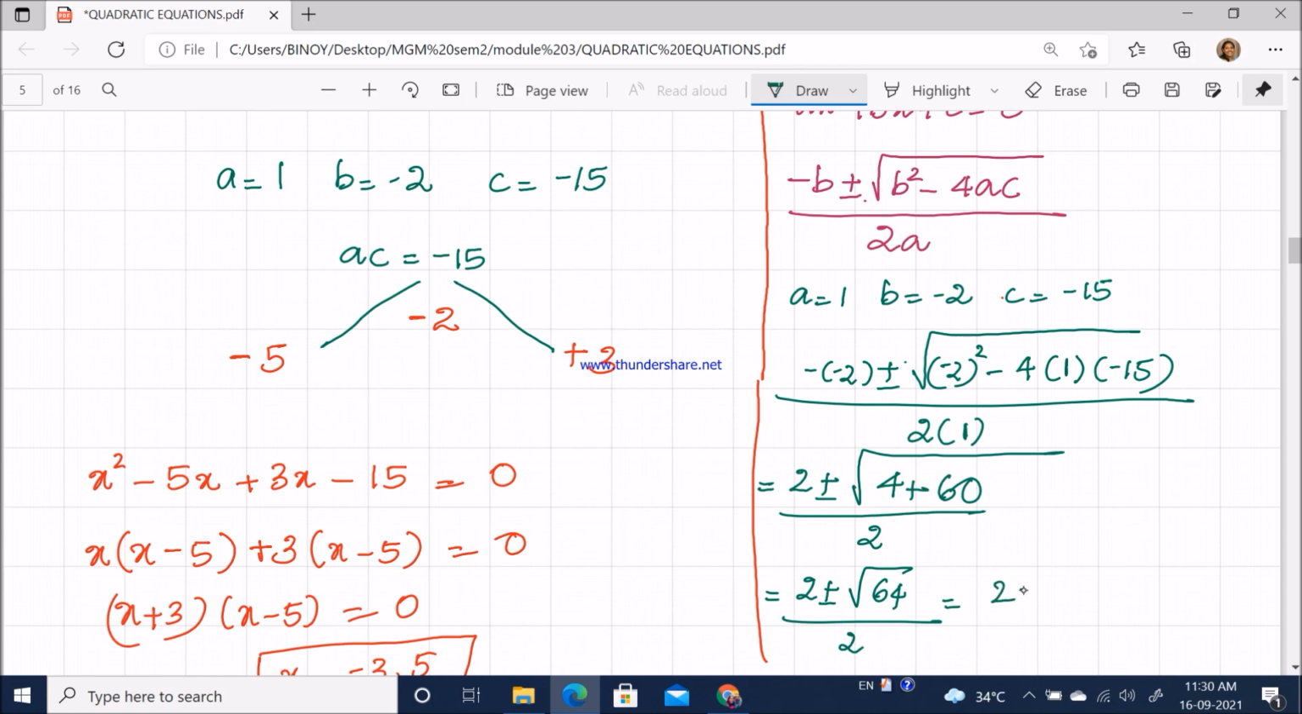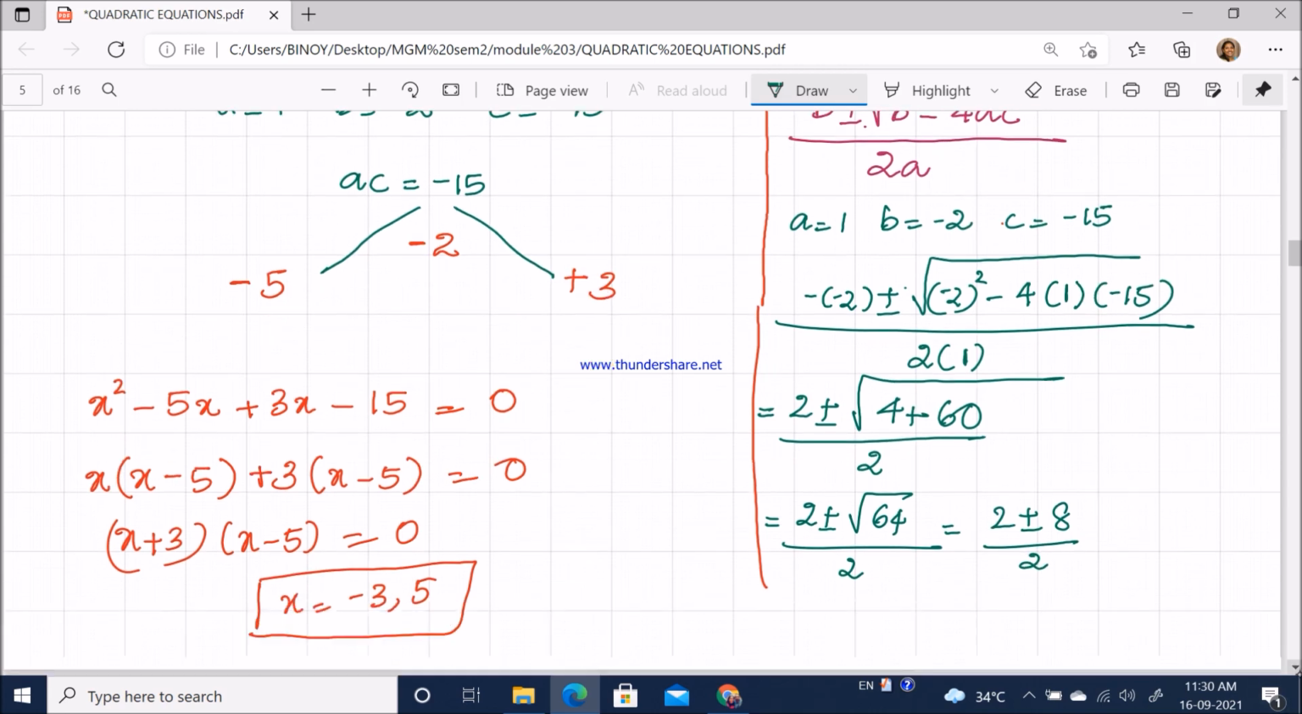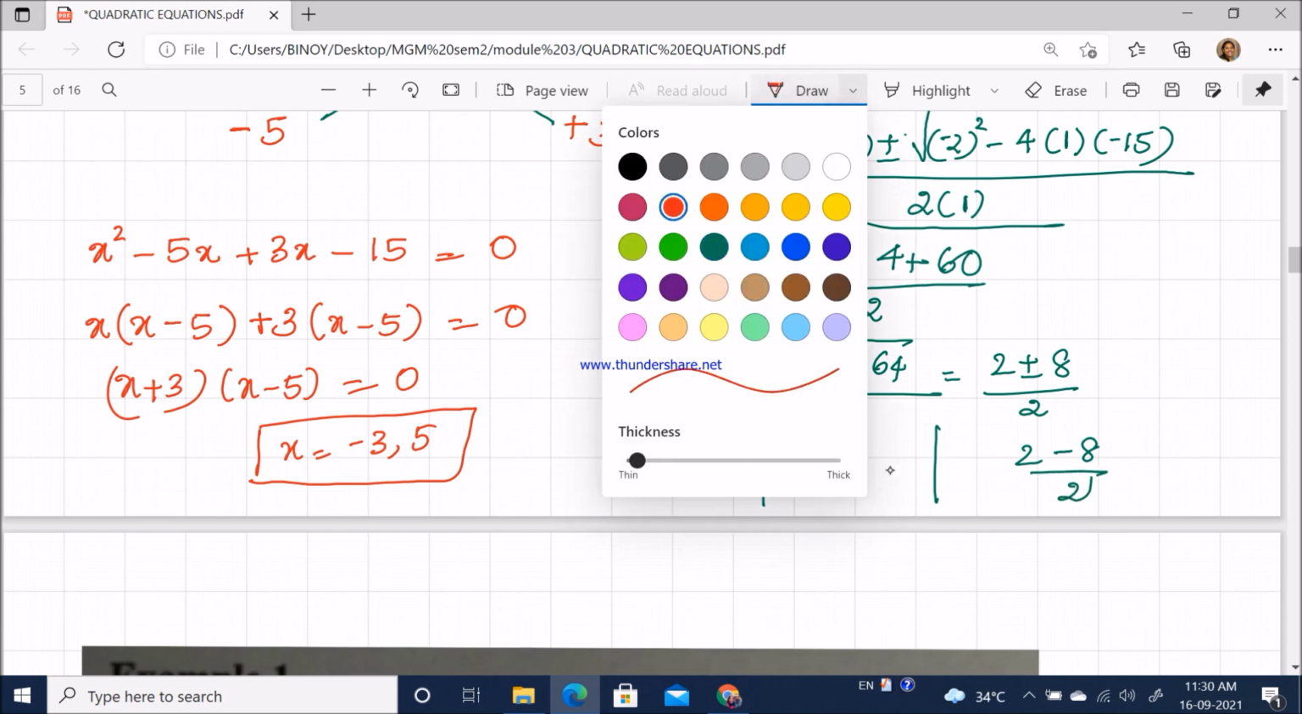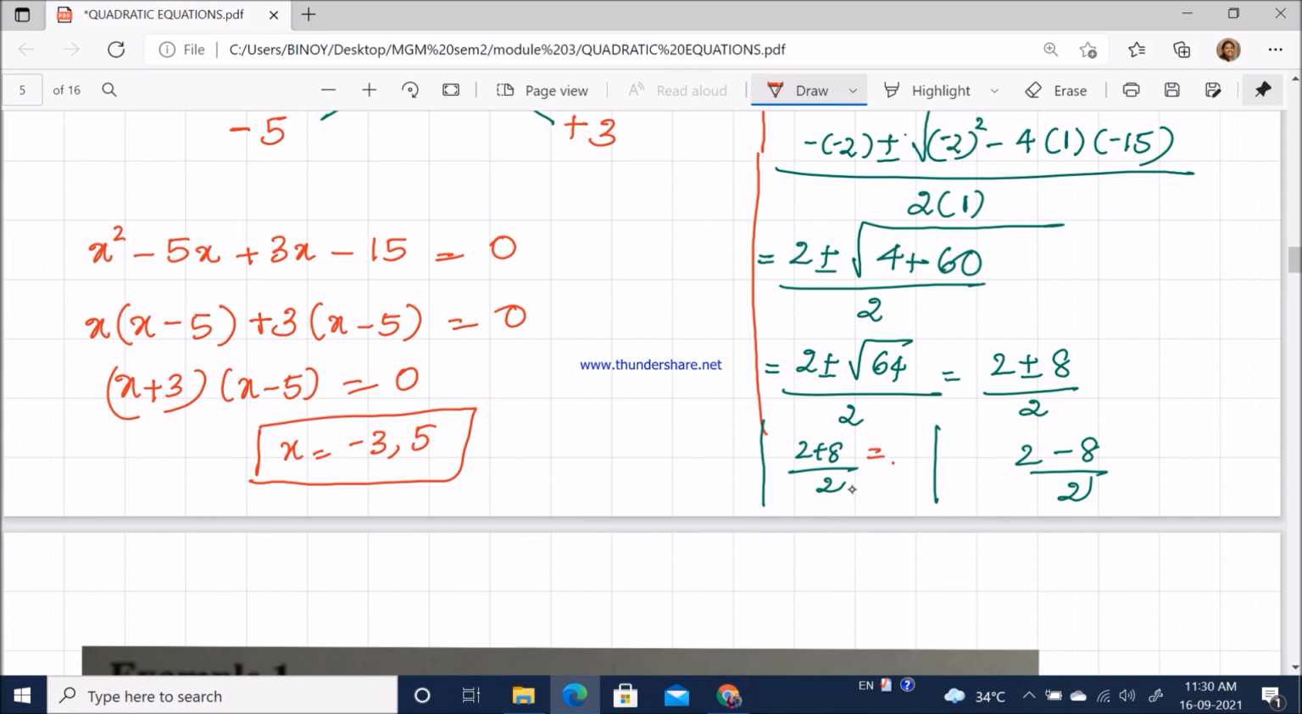That is 2 plus or minus 8 by 2. So the two values will be either 2 plus 8 by 2 or 2 minus 8 by 2. So the value will be 10 by 2 is 5. Here it is minus 6 by 2, that is minus 3. So we got the roots of an expression as minus 3 and 5.